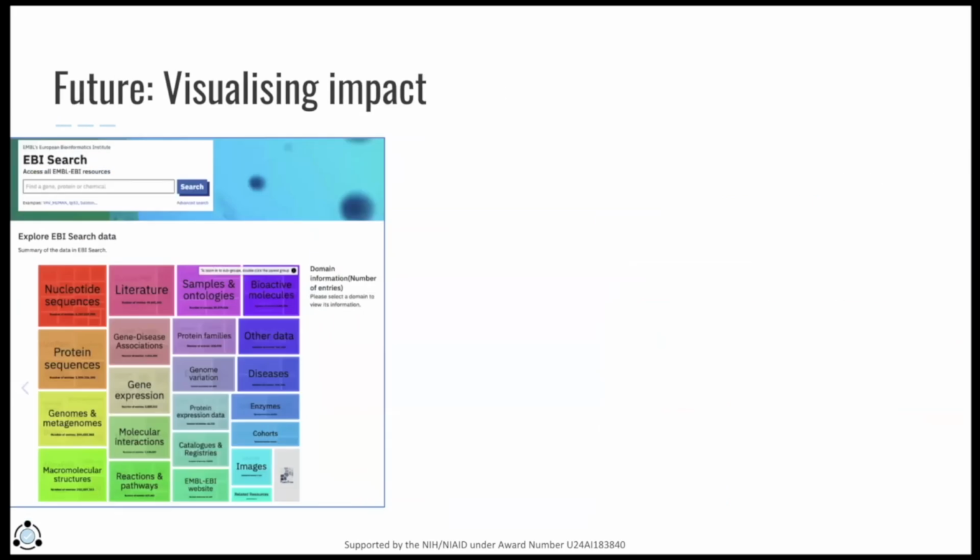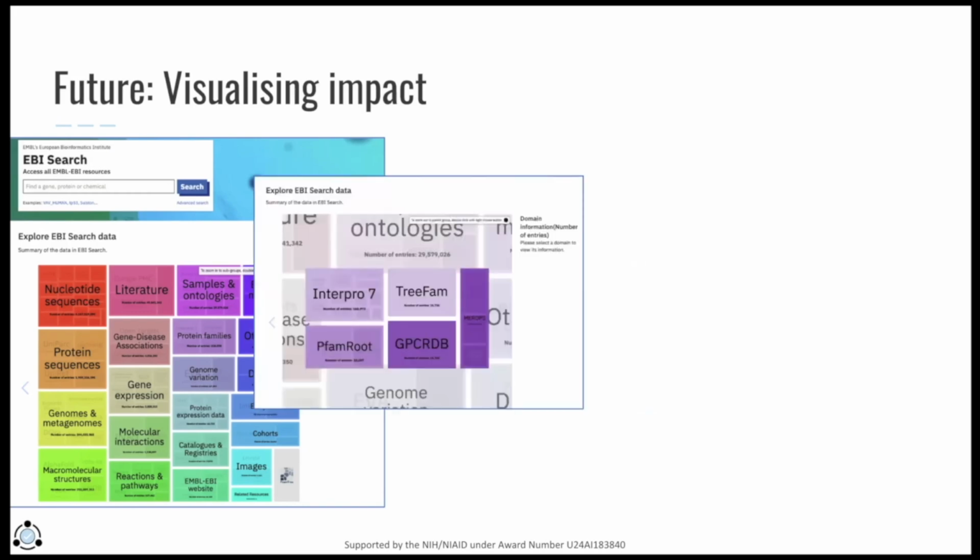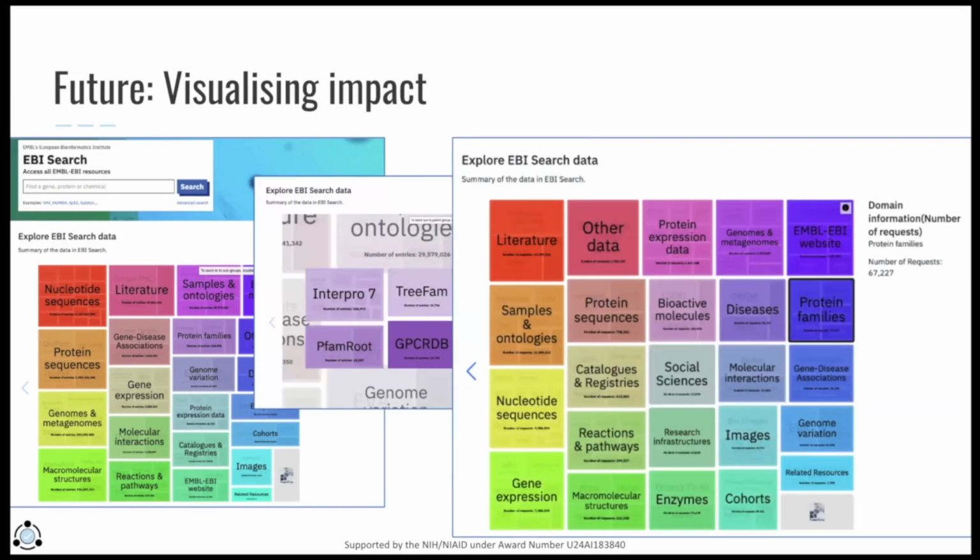And in the medium-term future, we also aim to use this visualization to visualize impact. So this is an example which is already existing for the EBI search, where we show in this rendering the number of data items for each data type, but then also we use the same visualization to show the access to each of these data types on a logarithmic scale so that you see the differences, but you still don't get small data types drowned out by very heavily used ones like literature.